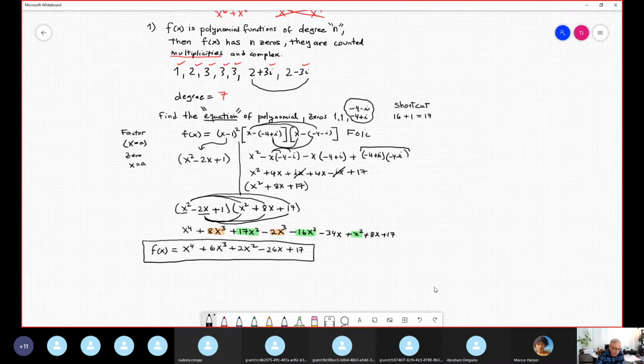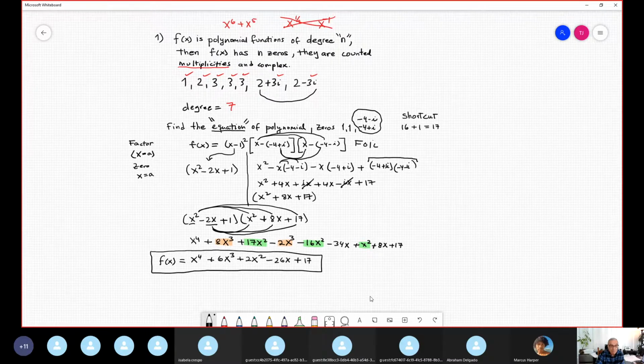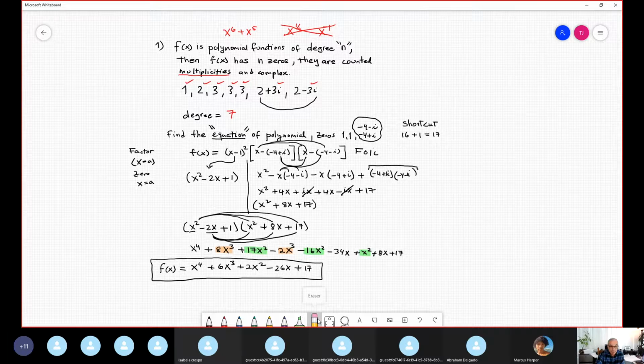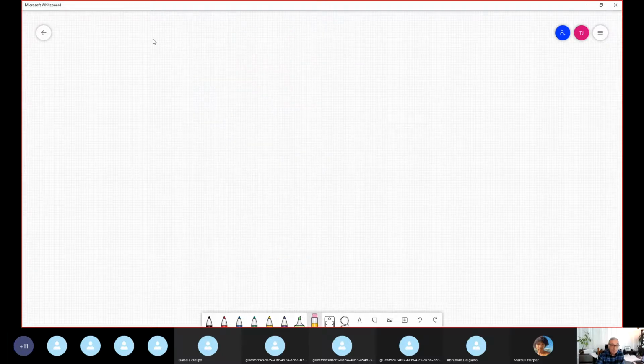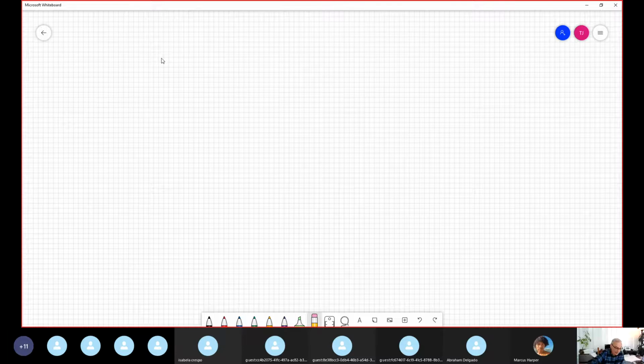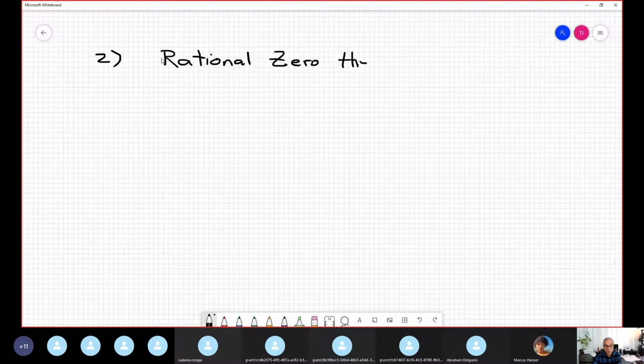Okay, the second important thing, we have 3, is I want to erase the board. I can? May I? Yes. Go ahead. The second important thing is one fantastic theorem, the name of this theorem is the rational zero theorem. Let me try to explain.